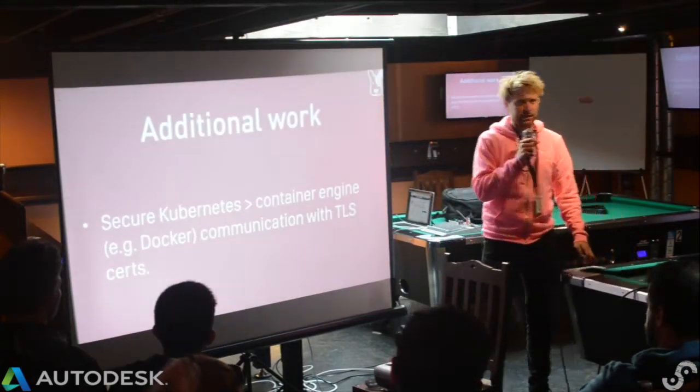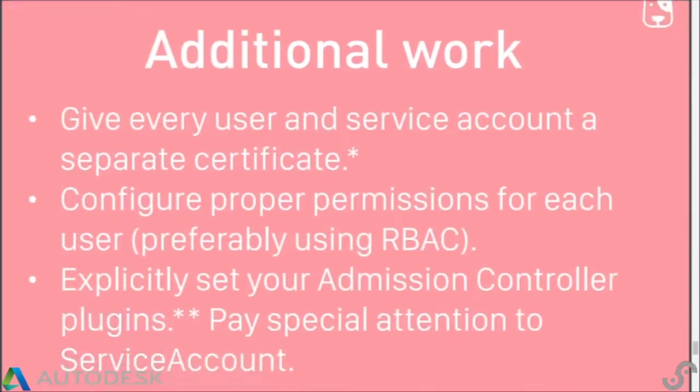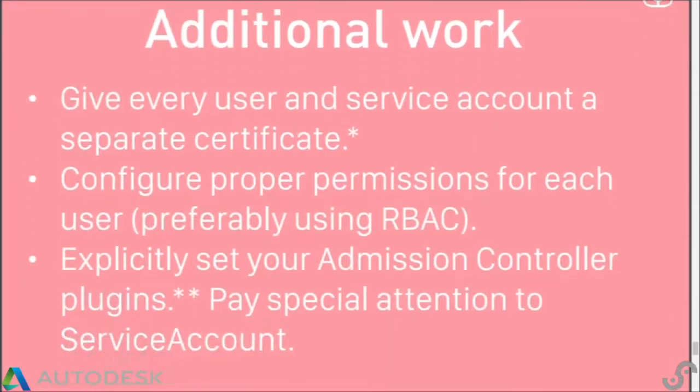Additional work that you want to do that I didn't really cover, but I'll briefly cover it here. If you want a secure Kubernetes deployment, you probably also want to secure the communication between Kubernetes and the container engine, for example, Docker, with TLS as well. You would want to give every user and service account a separate certificate. Make sure you configure proper permissions for each of them, preferably using RBAC, like I mentioned, coming out very soon. I think it's in alpha now and it's moving to beta, I think, in 1.6.